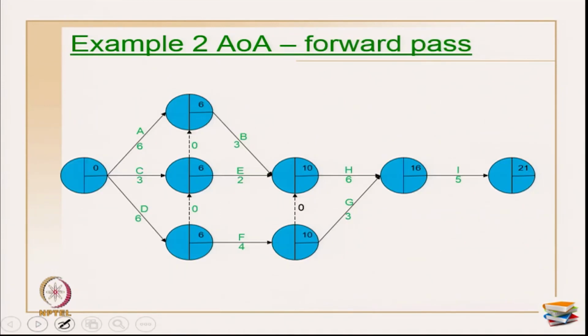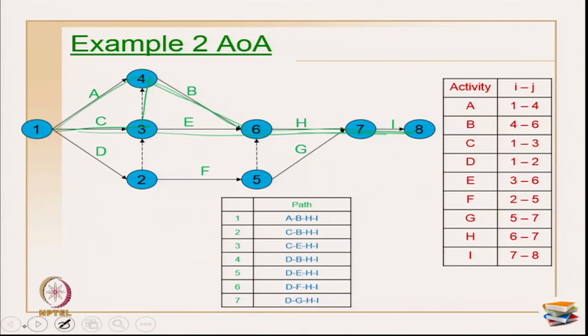Okay, so I am just taking the example again, and as shown earlier, for the representation for analysis, I have divided the circle into 3 segments, one for EET, one for LET, and one for the slack. Forward pass is primarily to calculate the early event time of events. So, how do we start? As usual, you have to start the first event at 0.